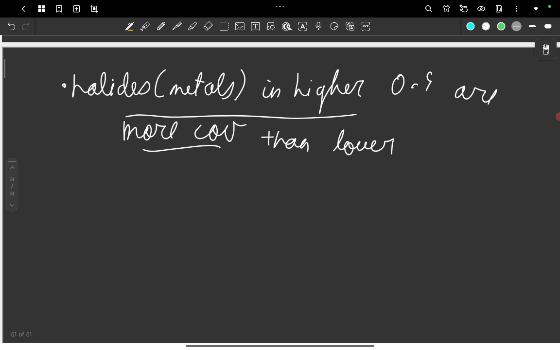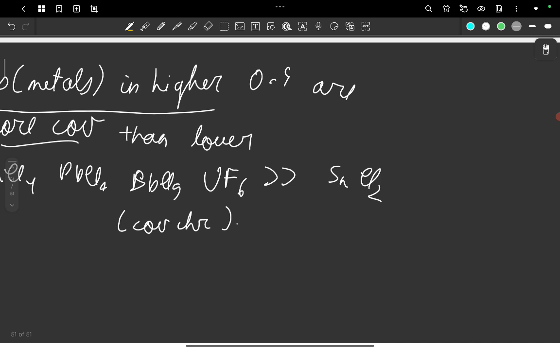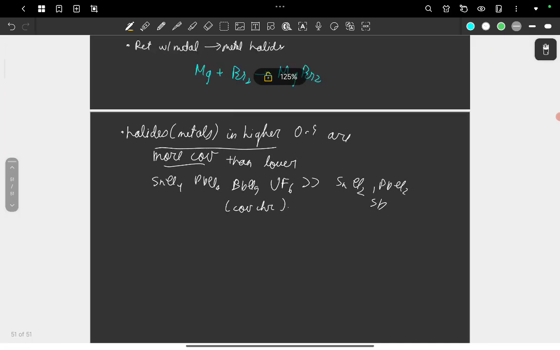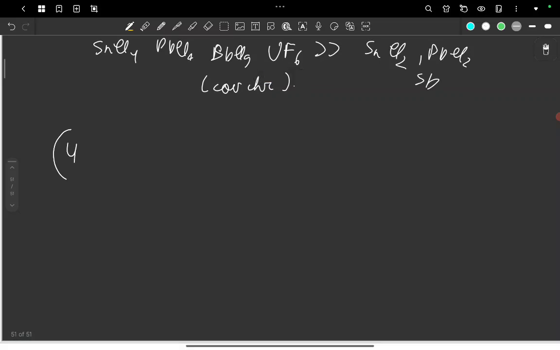For example, SnCl4, PbCl4, SbCl5, and uranium hexafluoride are more covalent than SnCl2. My handwriting is terrible. SnCl2, PbCl2, SbCl3, you get the point, right? And what was the last part?